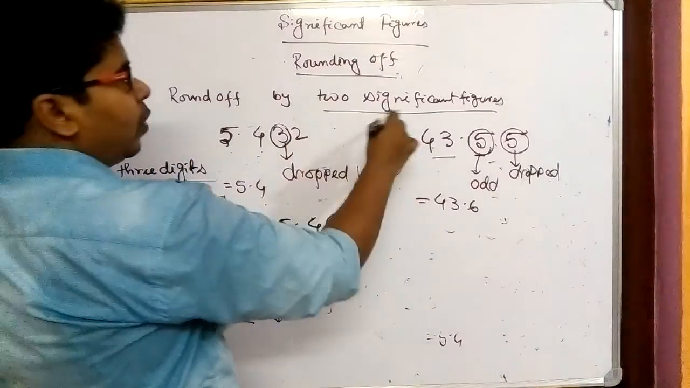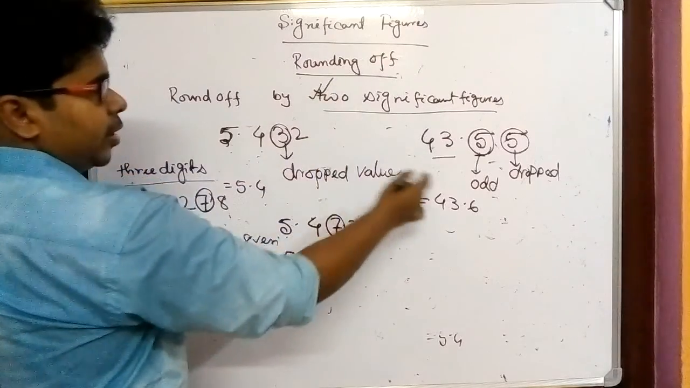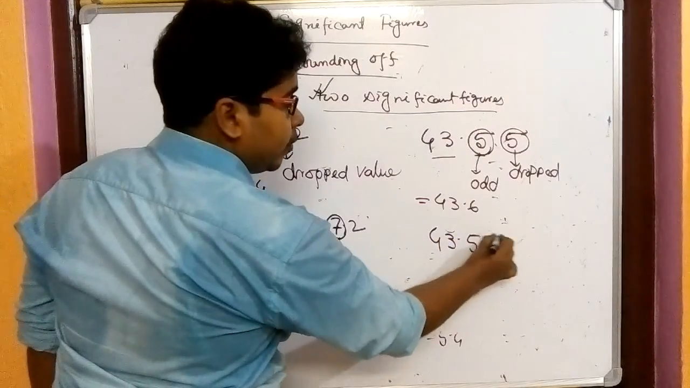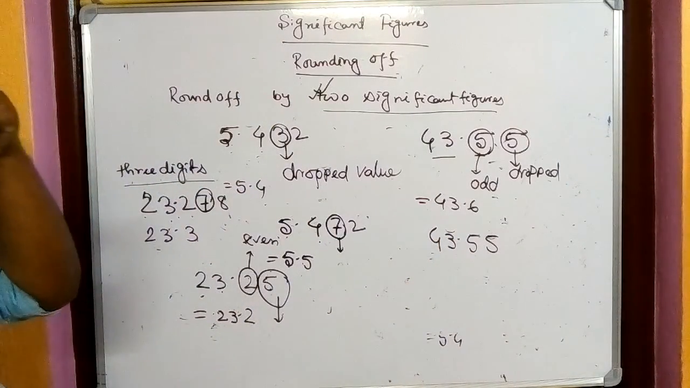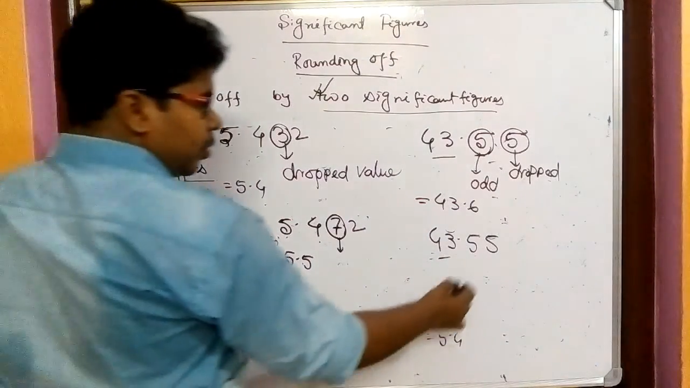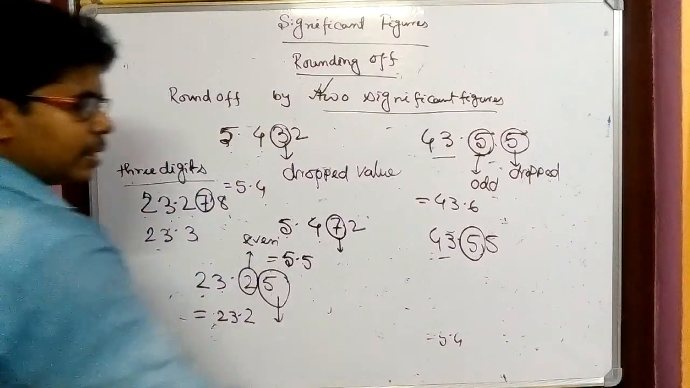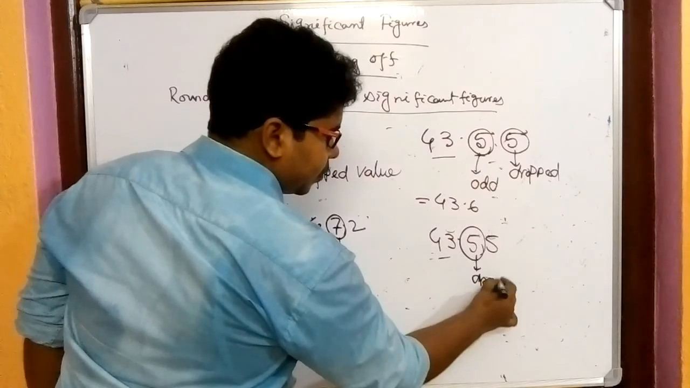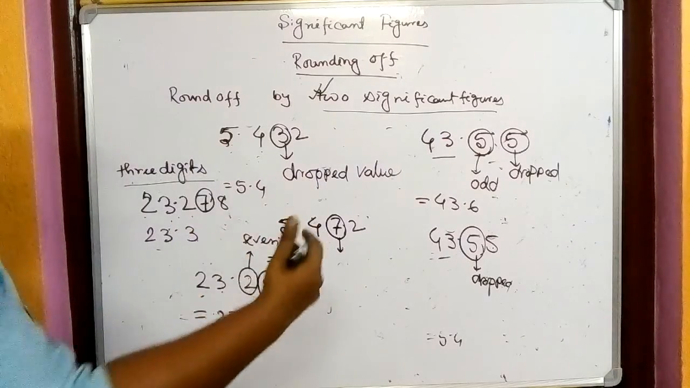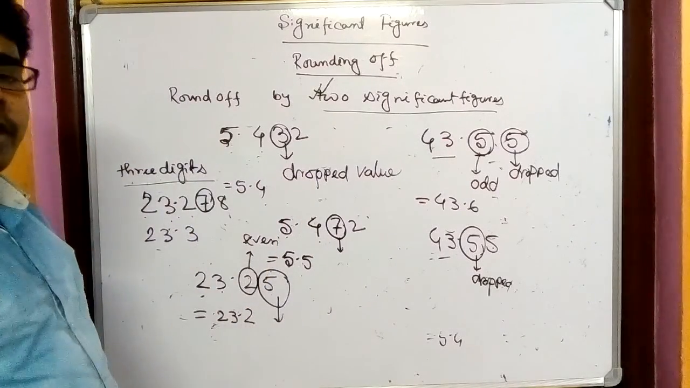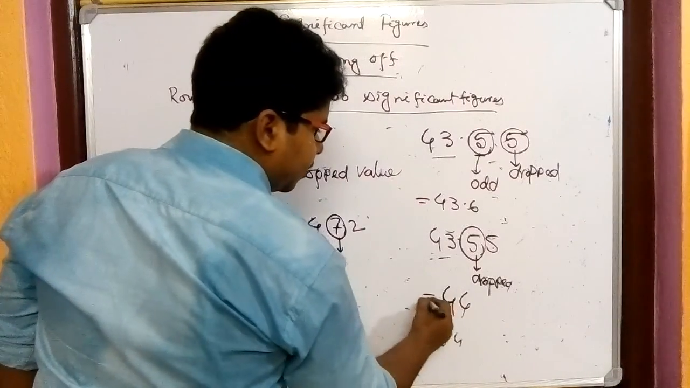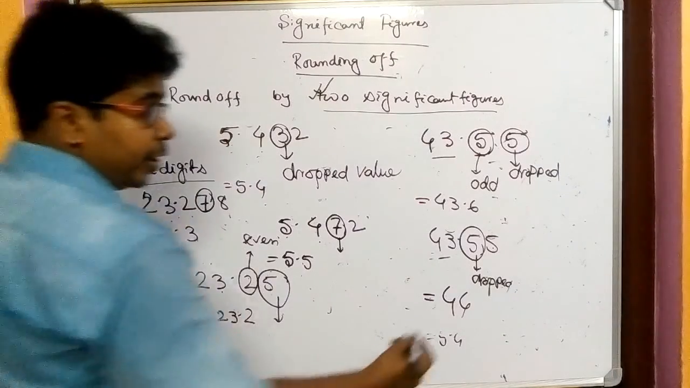What have we done? Here we found significant figures for 3 digits. If the same number 43.55, we are going for significant figures for 2 digits. So then what we have to see, 2 digits means 43, and the last number is 5. This is the dropped value, and after the dropped value one more number is there. We have already said that if the dropped value is 5 and after 5 there is any number, it can be 2, 3, 1, whatever, it will be increased by 1. 44.